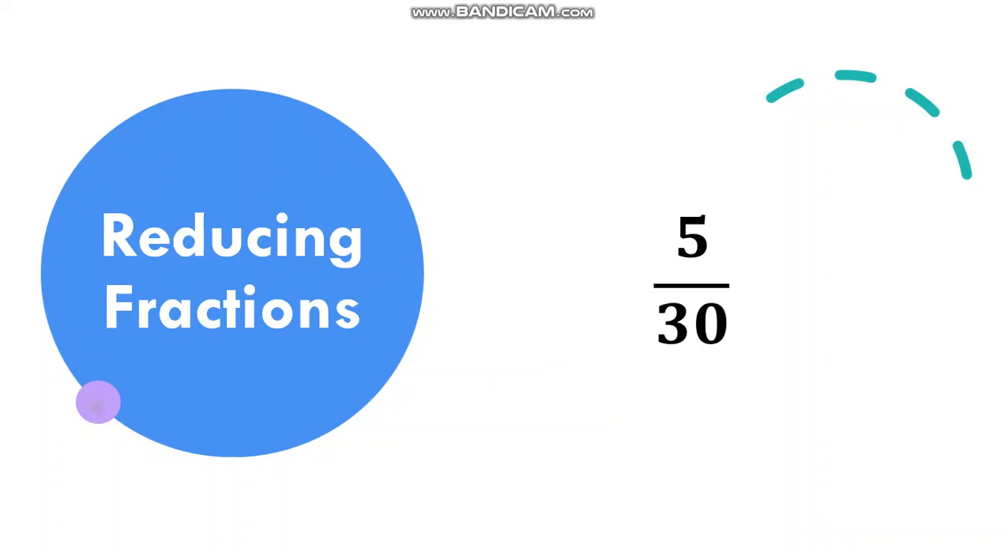Look at the fraction, 5/30. First, let's find the largest common factor that is common between both 5 and 30. Then we can divide the numerator and denominator by the greatest common factor. In this case, the greatest common factor between 5 and 30 is 5. So 5 can go into 5 one time, and 5 can go into 30 6 times. So the fraction is now reduced to 1/6.